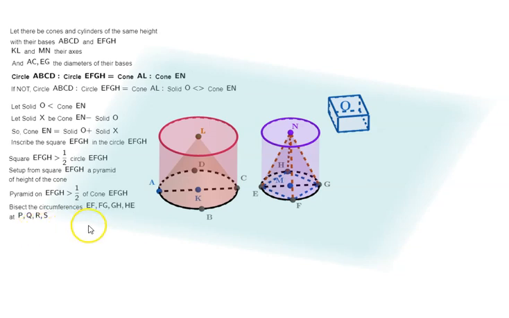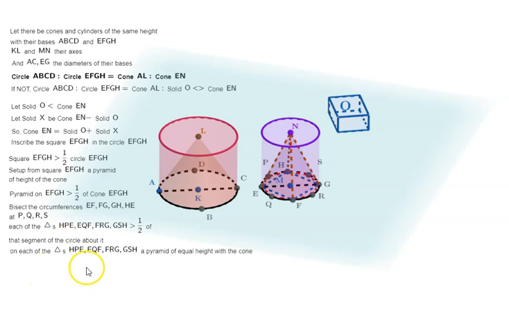Now we bisect the circumferences EF, FG, GH, HE at P, Q, R, S. Let's do that, and we join these points. So each of the triangles HPE, EQF, FRG, GSH is going to be greater than half of that segment of the circle about it. On each of these triangles, a pyramid of equal height with the cone is to be constructed. So let's do that.